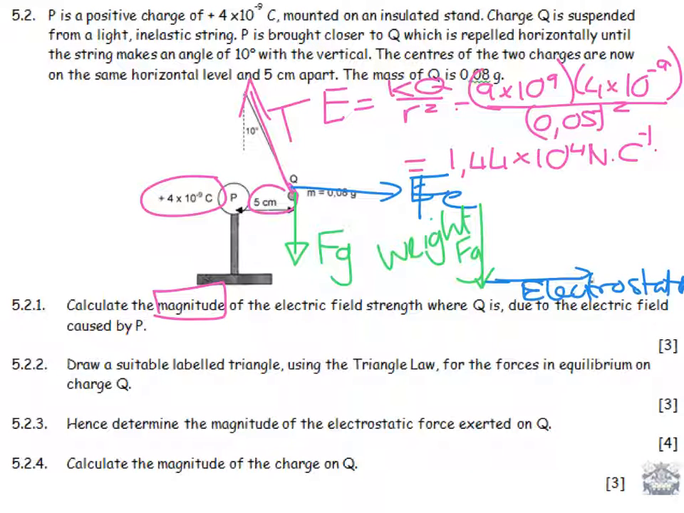Sorry, I'm running out of space there. Electrostatic force, and then I'm going to have a tension over here. The angle between the tension and the vertical is equal to 10 degrees. With that 10 degrees, I've got a hypotenuse, an opposite, and an adjacent side now. And then it says, hence determine the magnitude of the electrostatic force.